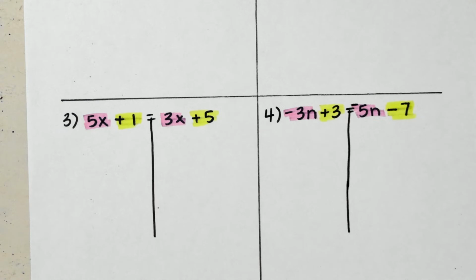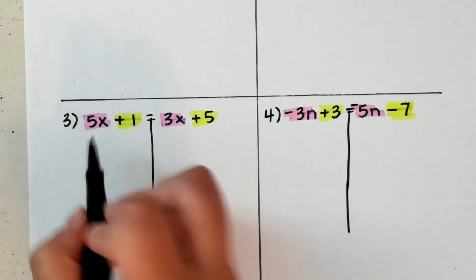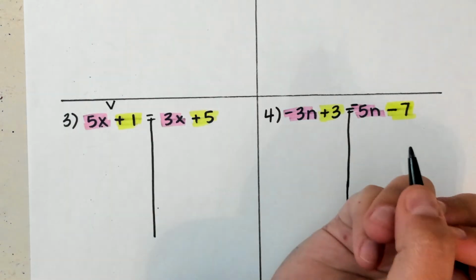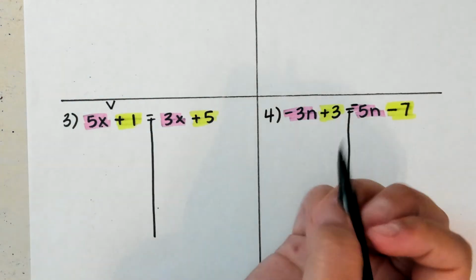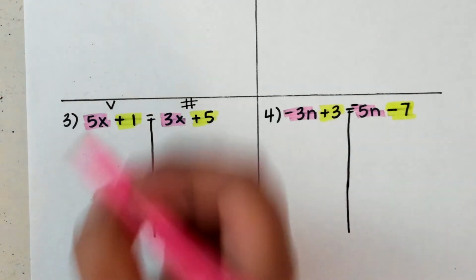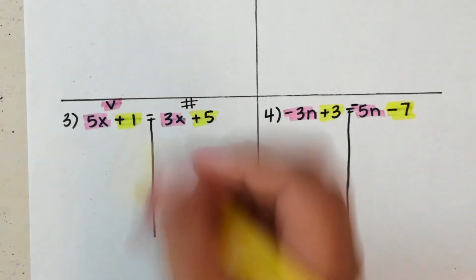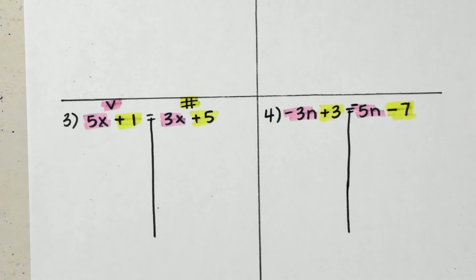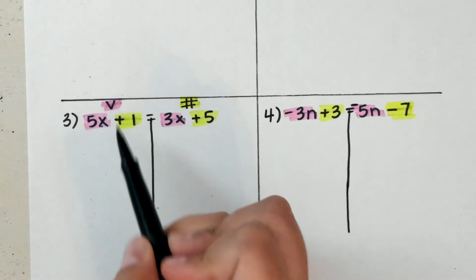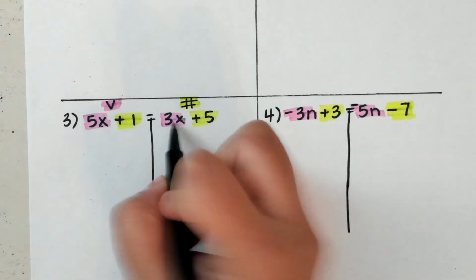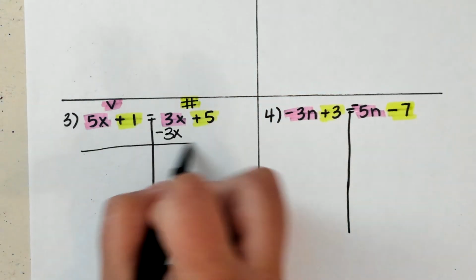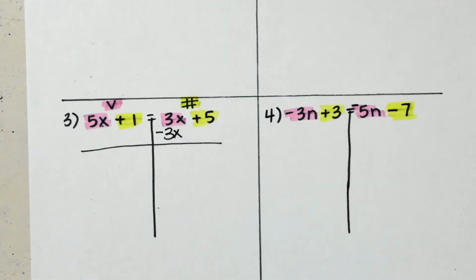Number 3, let's label our sides. So I've got 5x and 3x, so I know that my left side is the variable side because 5 is bigger. Then I have my number side. So I want to get all of my variables over here, since that's my variable side. I've got positive 3x. So I'm going to undo it. I'm doing the opposite of negative 3x.